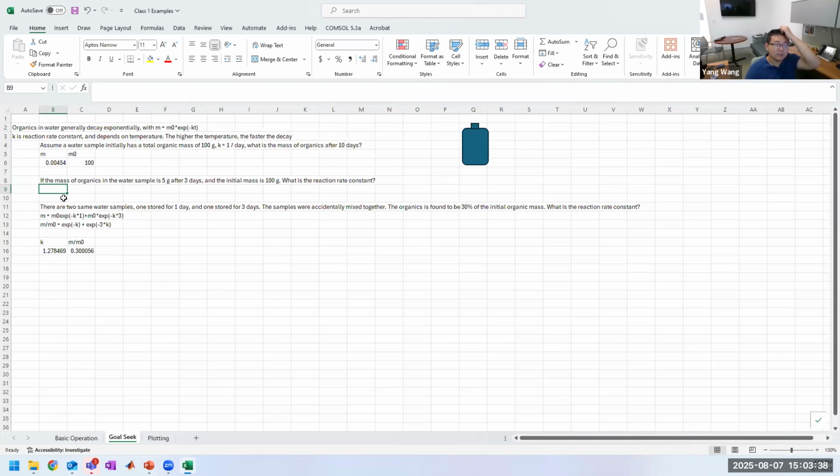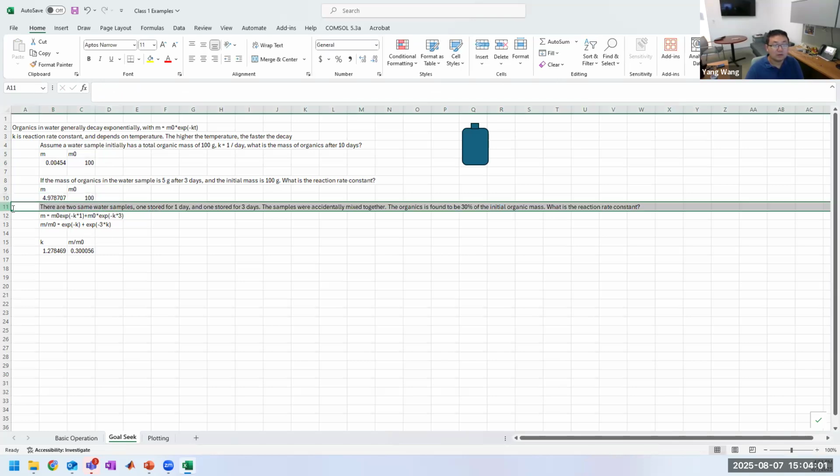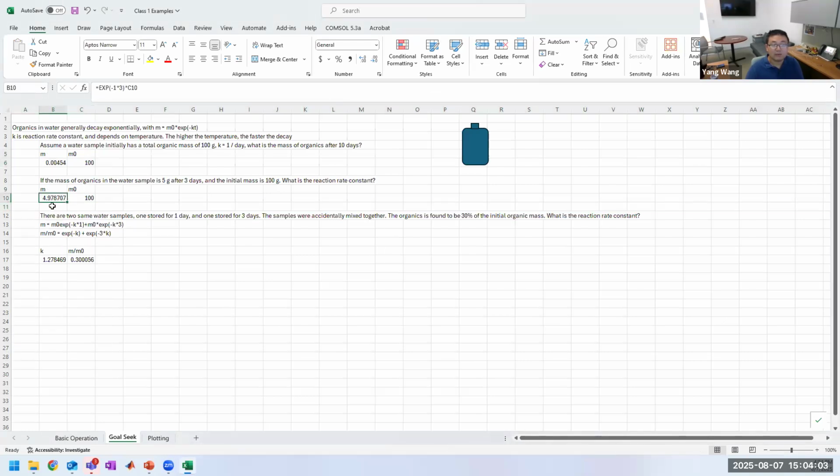You can see that now we have M here, so we can still use the same equation. We don't know what k is. We can try to put 1 here, and then put 3 over here, and we know that M0 is 100 again. So now M is, well, if k is equal to 1, M is close to 5. You can try different values of k. For example, use 2. If it's 2, then it's too small. It's going to be 1.2 or 1.3 something.